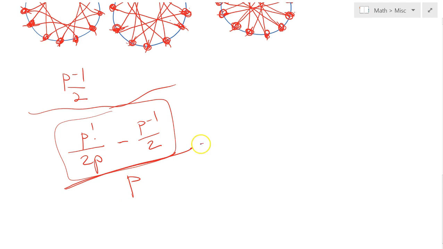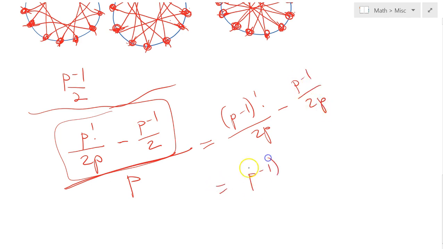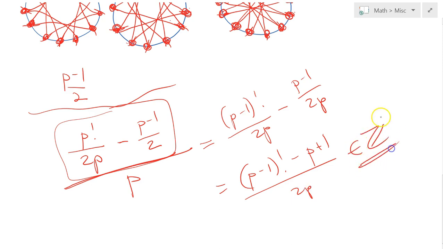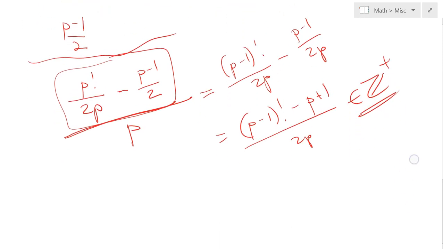But then we can rearrange it nicely. The first expression will simply become (p minus 1) factorial over 2. So we have (p minus 1) factorial over 2 minus (p minus 1) over 2, all over p, which is ((p minus 1) factorial minus p plus 1) divided by 2p, and this is an integer, right? So that's perfect.